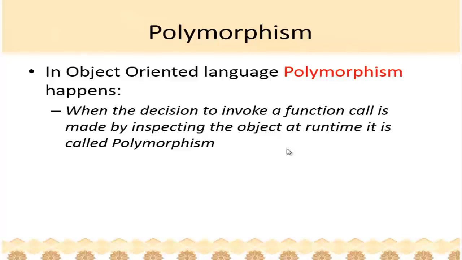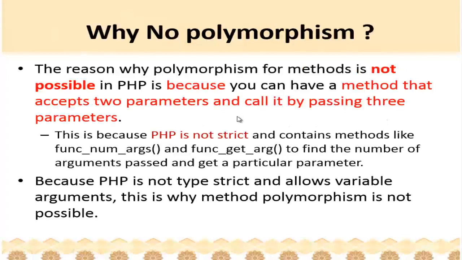That is dynamic polymorphism, and most of you are familiar with it. Dynamic polymorphism is when a decision has to be taken at runtime about which method has to be invoked.